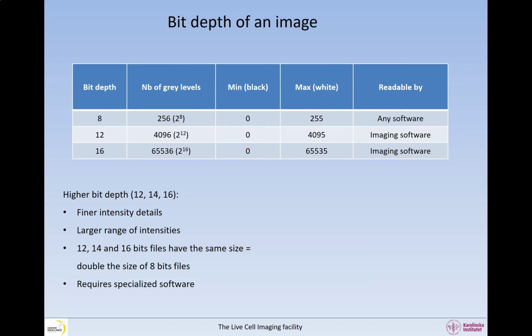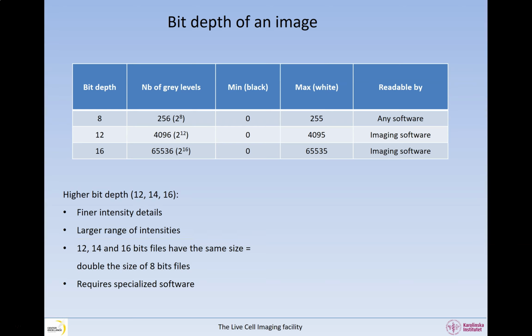Recording at a higher bit depth means that the finer intensity details are recorded. Additionally, high bit depth images have a wider range of possible intensities, so they can record accurately very low intensities as well as very high intensities. 12, 14, and 16 bit files have the same size and are double the size of an 8-bit file.